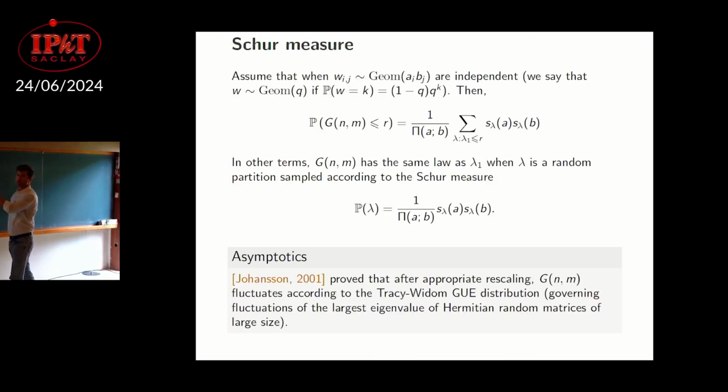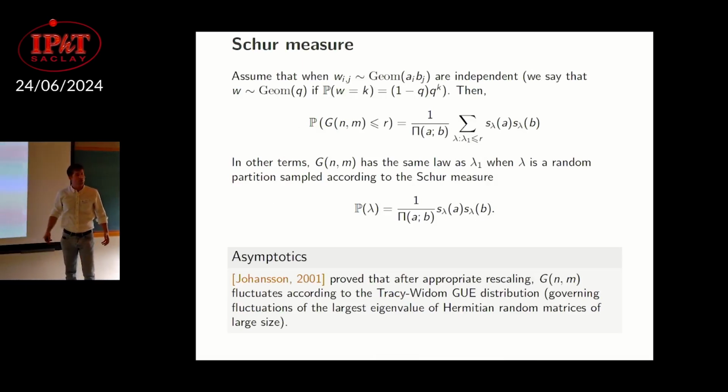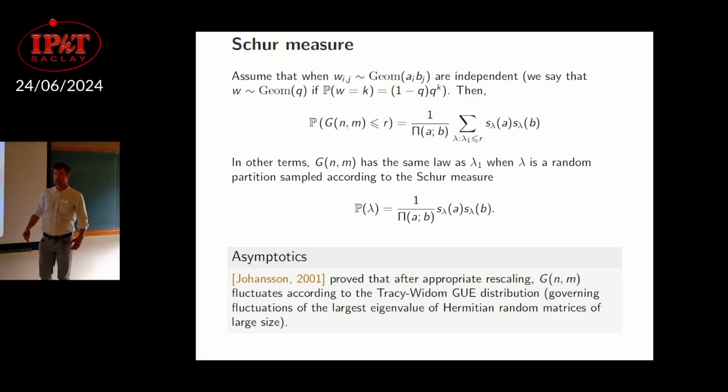So these ideas were the starting point of a paper of Johansson, who proved that as n and m go to infinity, G(n,m) has very interesting fluctuations. It doesn't satisfy a central limit theorem, but it has fluctuations on the scale n to the 1/3, and the limiting distribution is the Tracy-Widom GUE distribution, which arises in the fluctuations of the largest eigenvalues of Hermitian random matrices.